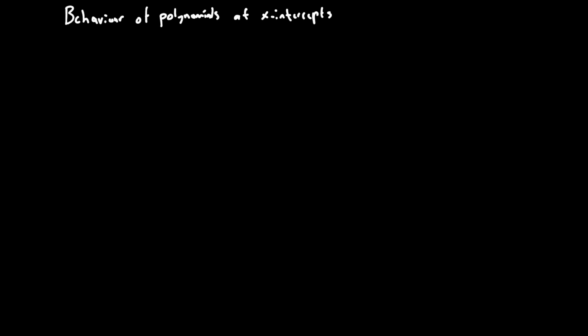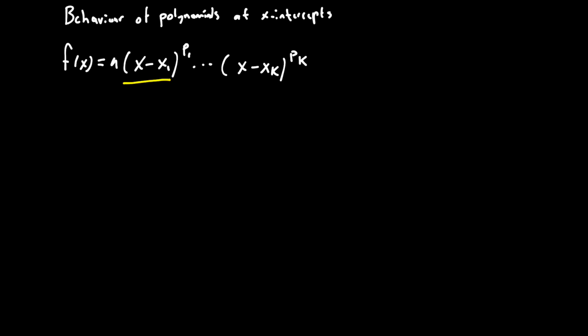The behavior of polynomials at x-intercepts is determined by the zeros and their multiplicities. First, let's remember that polynomials can always be completely factored, though some of the factors may contain complex numbers. And each factor corresponds to a zero of the polynomial, and the power of each factor is the multiplicity of the corresponding zero. If our polynomial f of x contains a zero of even multiplicity, then the corresponding x-intercept touches but does not cross the x-axis.